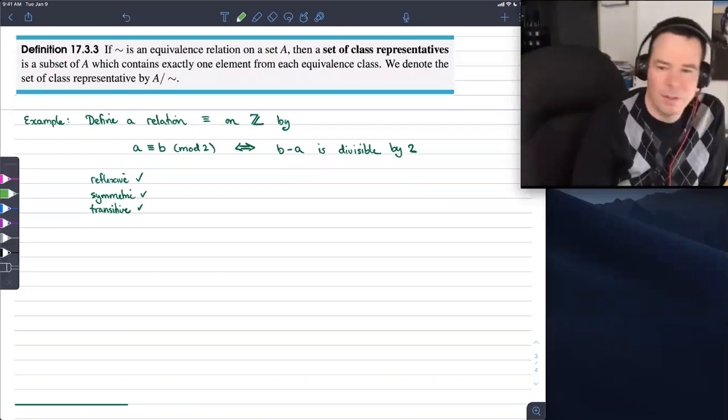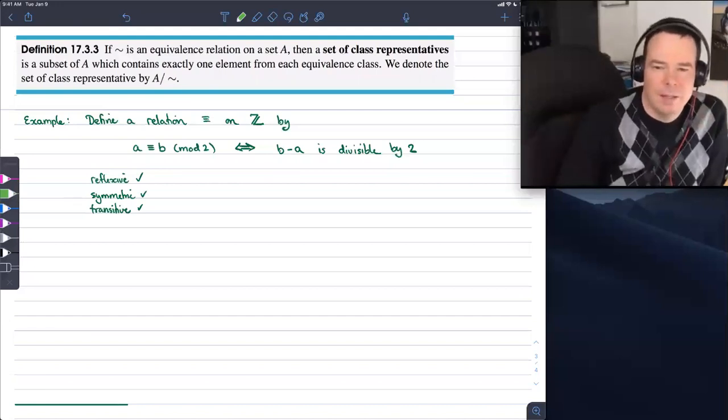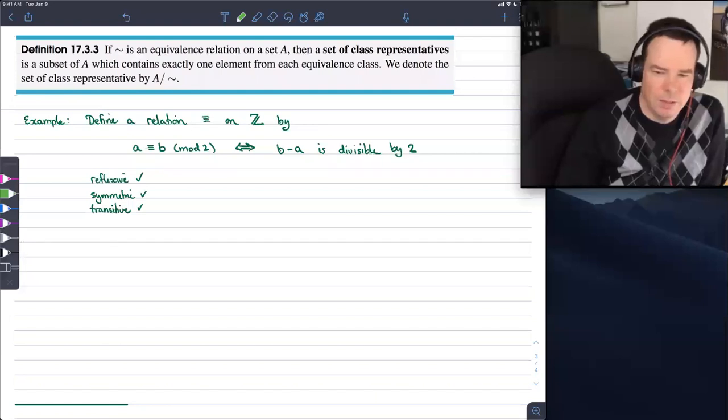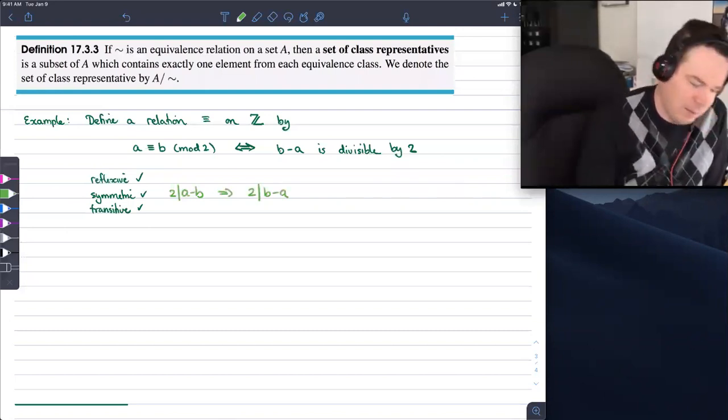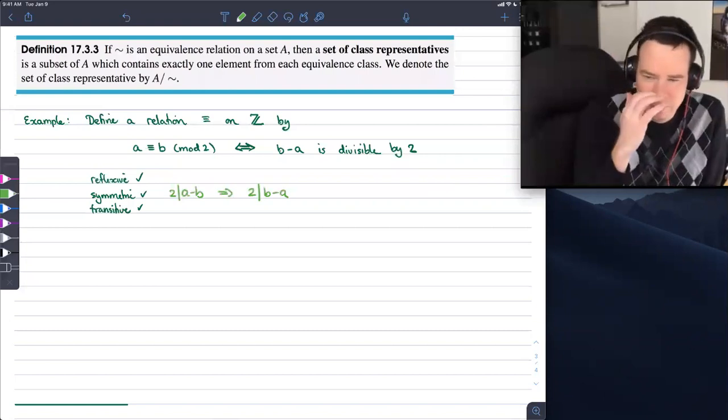Is it reflexive? Yes, because A minus A is 0, and that's divisible by 2 for any A. Is it symmetric? Let me write this down. Yes, it's symmetric because 2 divides A minus B implies 2 divides B minus A. In other words, if A minus B is even, then B minus A is even.